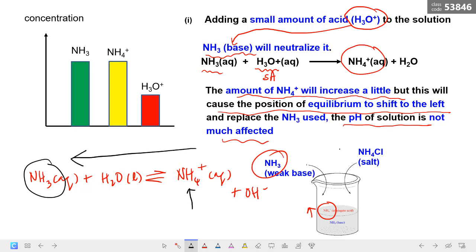So dalam sistem ini, selepas kita tambahkan strong acid, okay, concentration ammonia ini telah replace by the dissociation of ammonia tu tadi. Jadi sebab itu pH dia tidak akan berubah banyak. Masih lagi boleh maintain its pH.